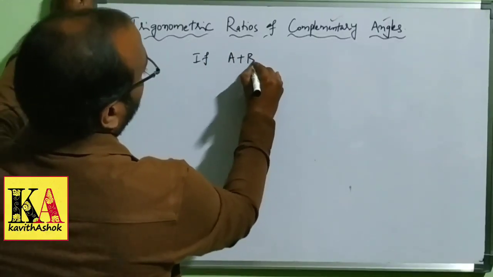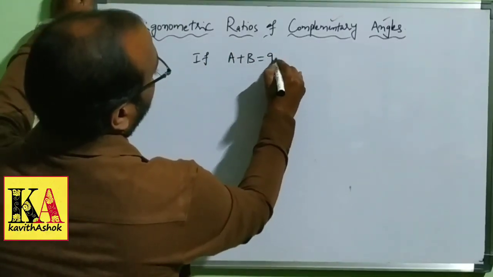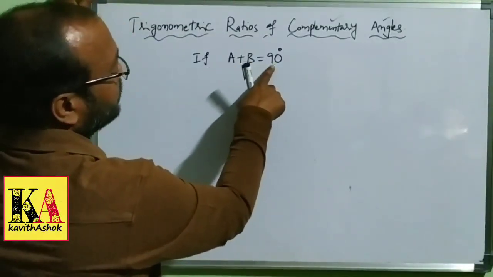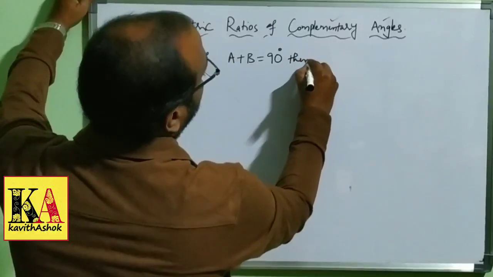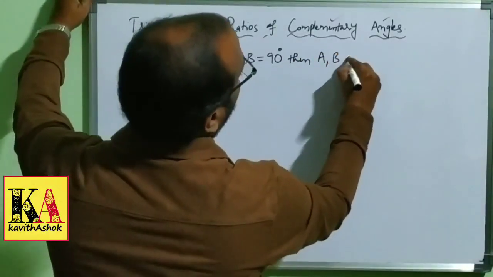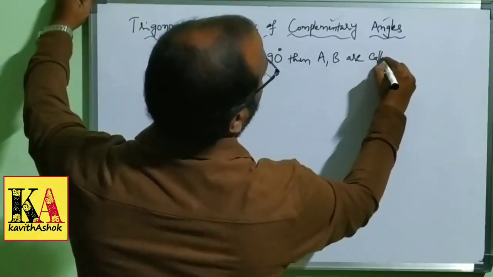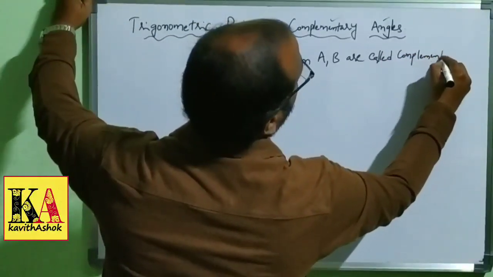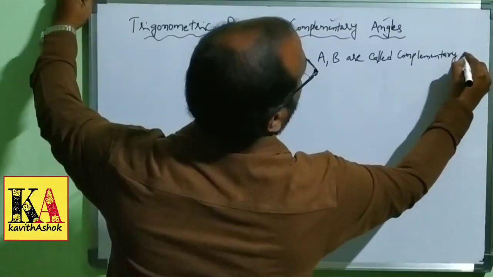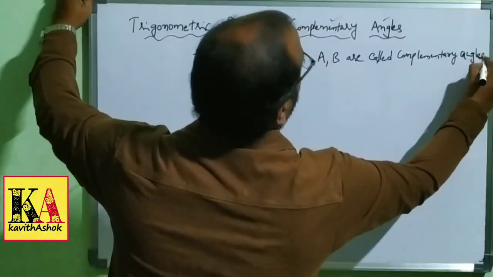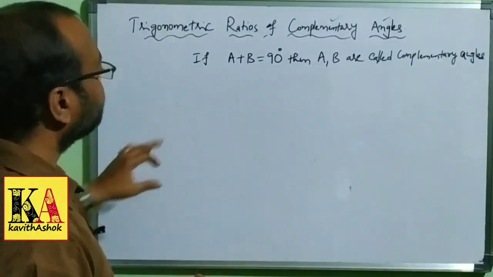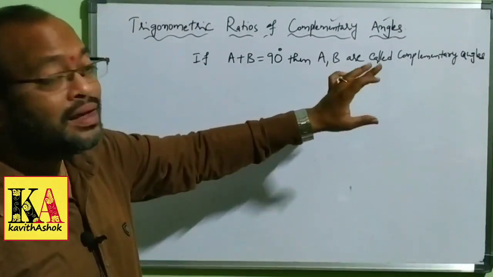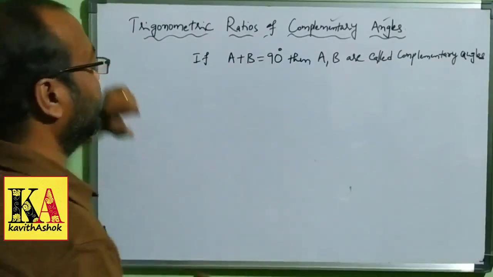A plus B is equal to 90 degrees, the sum of two angles A plus B is equal to 90 degrees, then A comma B are called complementary angles. Excuse me. If A plus B is equal to 90 degrees, then A comma B are called complementary angles, right?